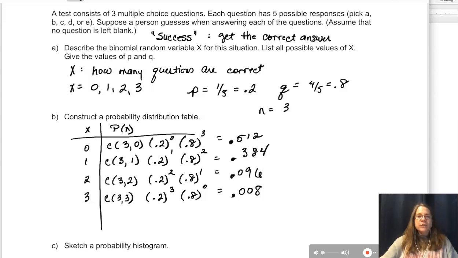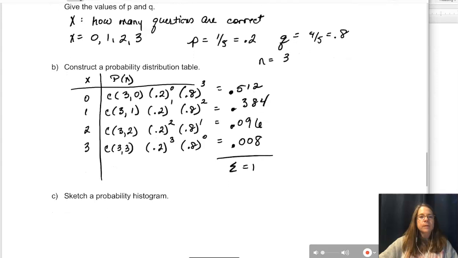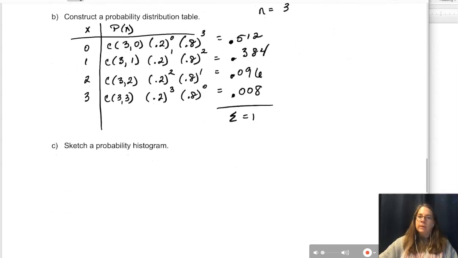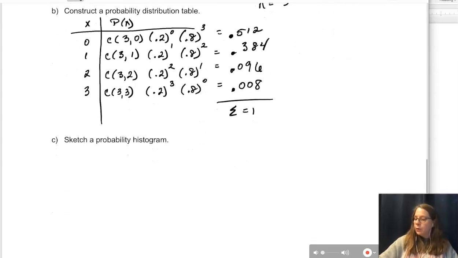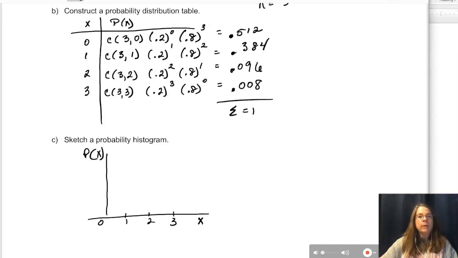And those are your answers. You could check to make sure you had everything represented by adding them up, and you should see that the sum is equal to 1. We're going to take this table of probabilities and we're going to sketch a probability histogram to show the shape of our distribution of x. X stands for how many questions were marked correctly, and the y variable is your probability that this happens.